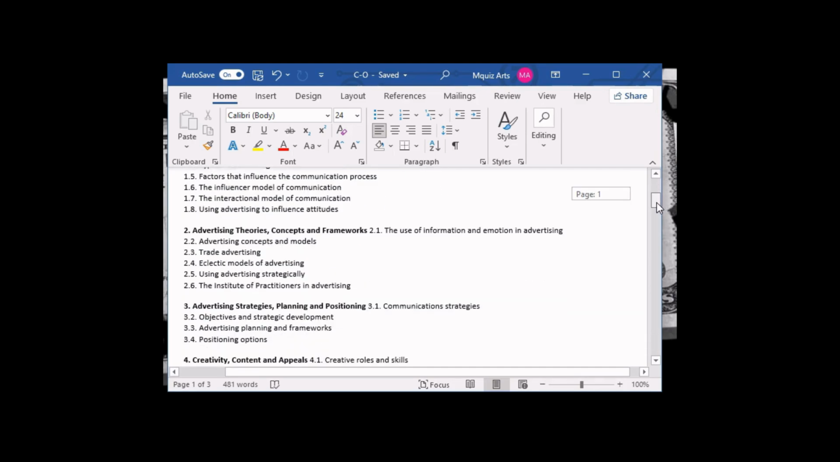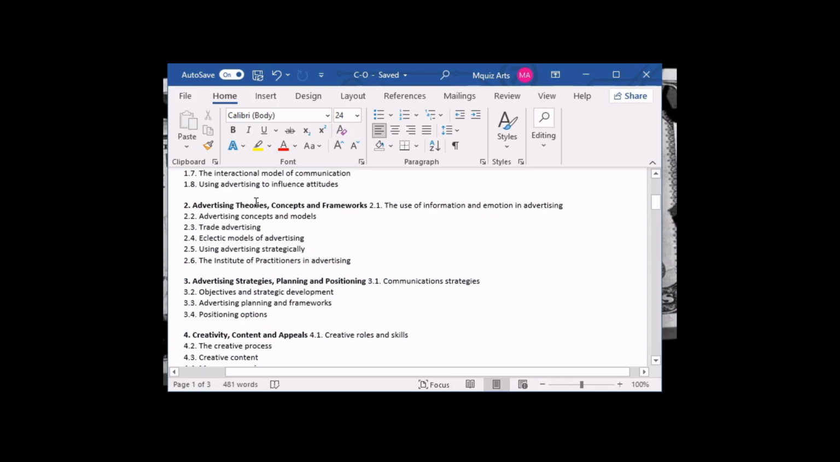The second topic will be advertising theories, concepts and frameworks, as you can see from my cursor, which is moving. It entails 2.1 to 2.6, which are subtopics in advertising theories, concepts and frameworks. 2.1 entails the use of information and emotion in advertising. 2.2 entails advertising concepts and models, whereby I will explain some of the models which you can apply to your business for advertising purposes.